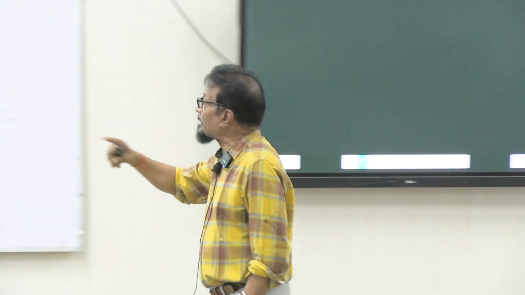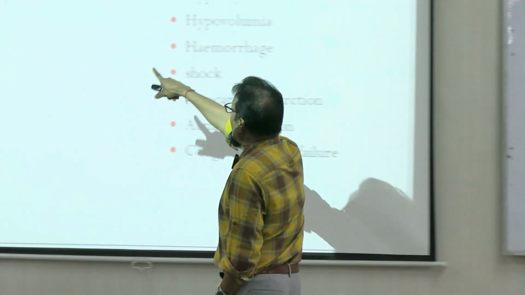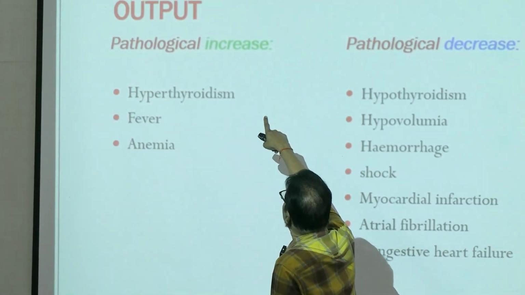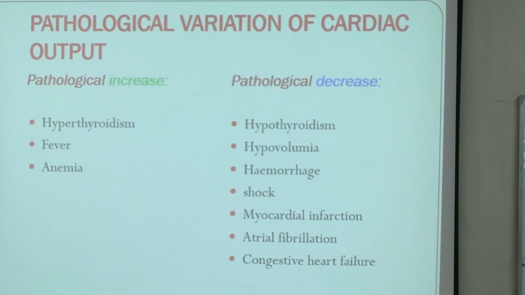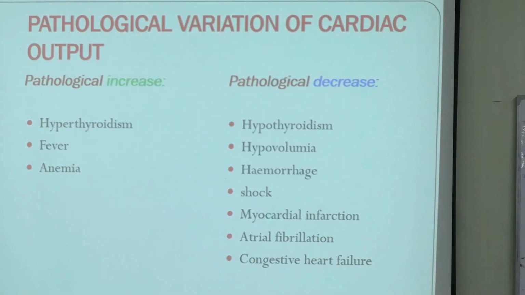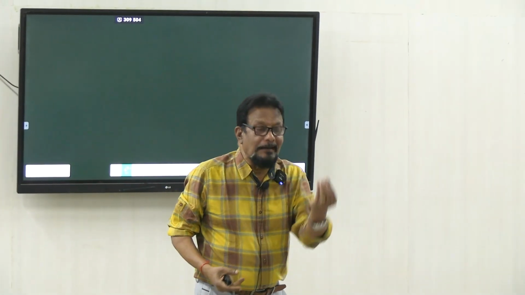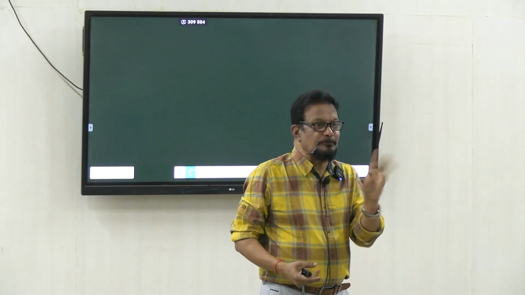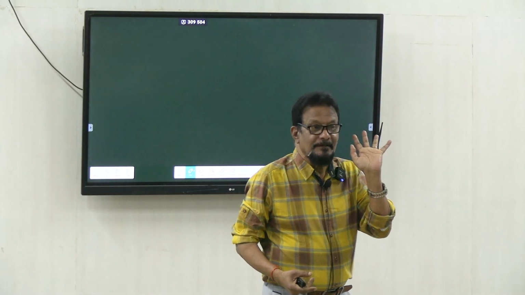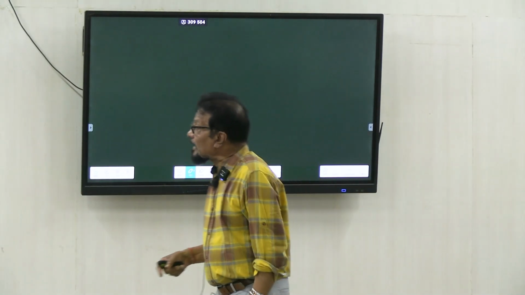Now let us see what happens in pathological disease. In hyperthyroidism, we have seen there is an increase in cardiac output, and in hypothyroidism there will be just the opposite. There is less production of thyroxine, which means less catabolism. So the patient will be requiring less oxygen, which means less blood. That's why the heart has to beat less. In that case, you will see a decrease in cardiac output.